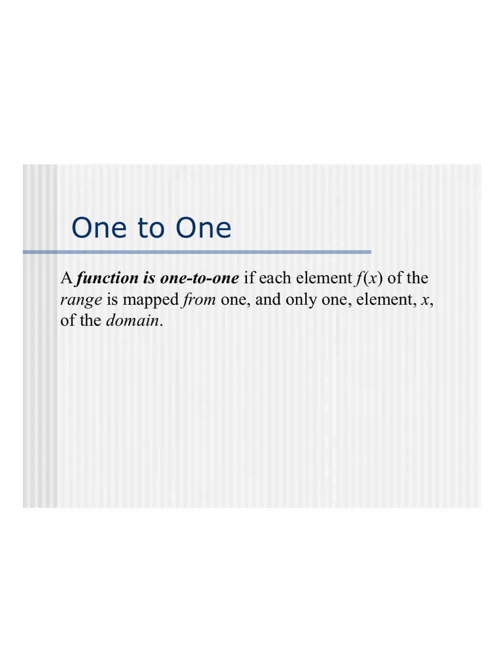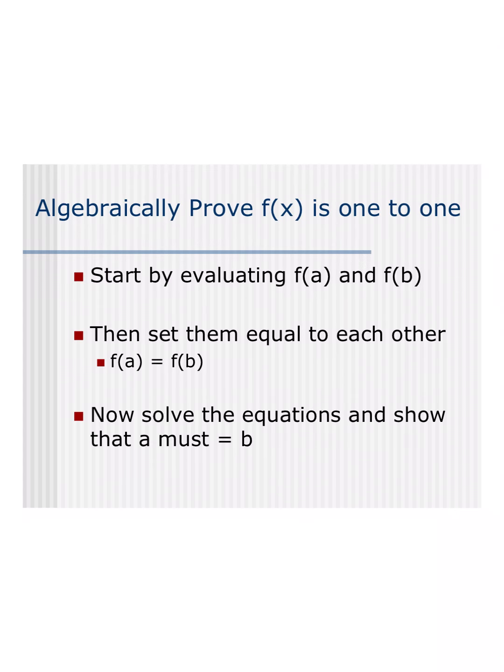We're going to look at what makes a function 1-to-1 both algebraically and visually. So let's go ahead and get started with that. Algebraically proving if a function is 1-to-1. We're going to start by asking, what is f(a) and what is f(b)? Which means we're literally going to plug in a and plug in b. We're then going to set the two expressions equal to each other and solve our equation. What we're hoping to get as our final expression is that a equals b. If we don't get that, our function is not 1-to-1. If we do get that, our function is 1-to-1.